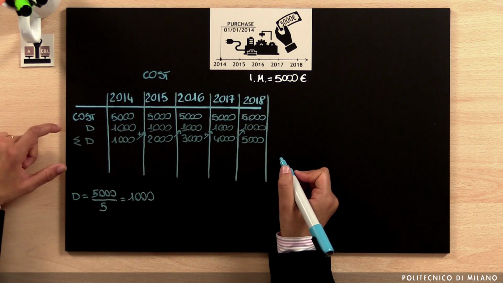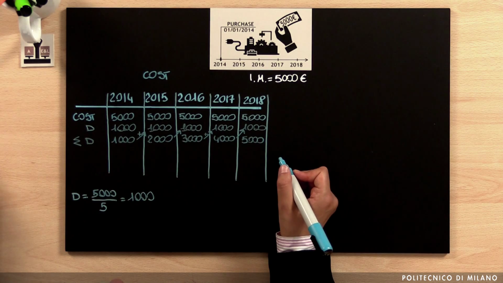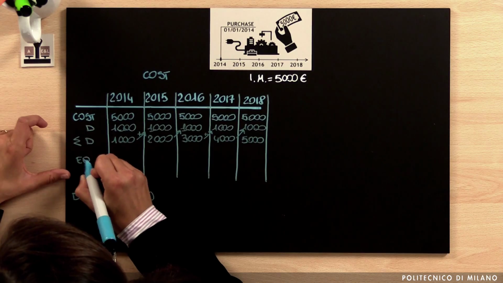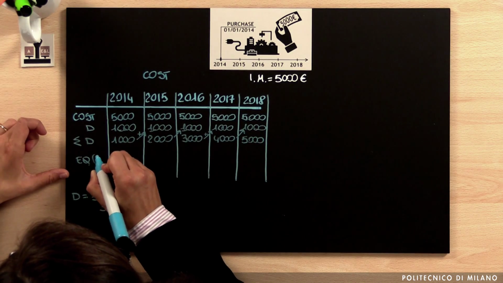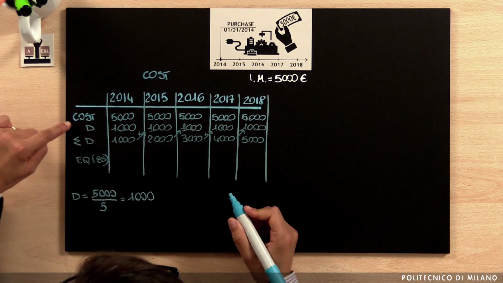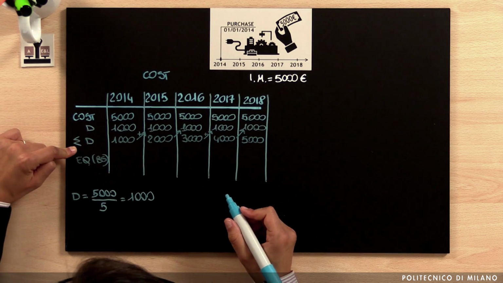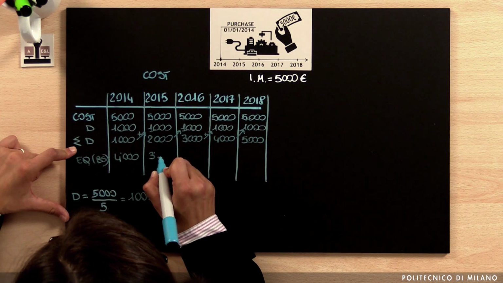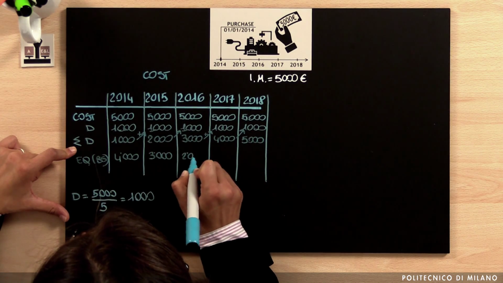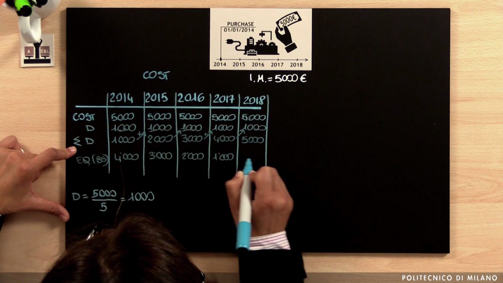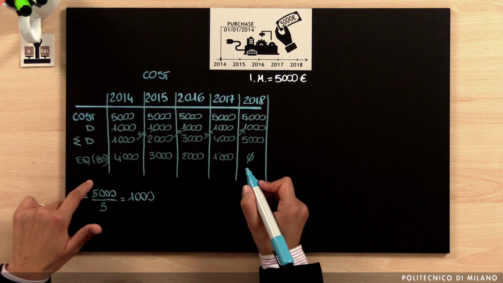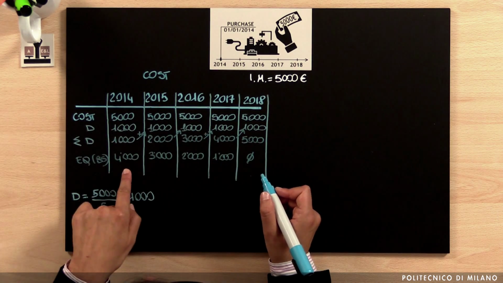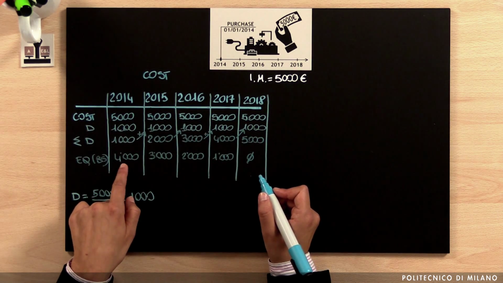At this moment, we can finally calculate the value of the equipment which is recognized in the balance sheet. The equipment, intended as the value recognized within the balance sheet, is calculated as the difference between the cost and the cumulated depreciation. So we will have 4,000 euros, 3,000 euros, 2,000 euros, 1,000 euros, and finally we will have 0. Pay attention that the balance sheet in this case is provided at the end of each year. That's the reason why we also have the recognition of the depreciation in 2014.